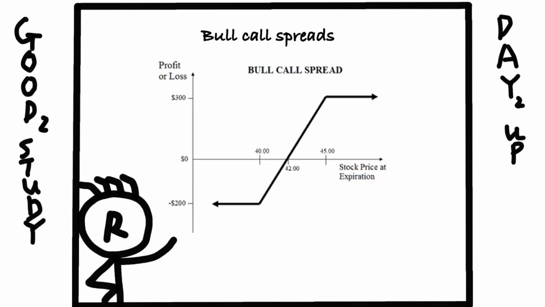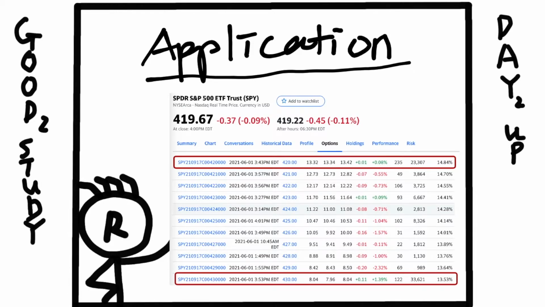Let's look at a real life example to help you better understand the bull call spread strategy. This is a screenshot that I took from Yahoo Finance. It shows the spot price for SPY, an S&P 500 index ETF, and its call option chain. For this example, let's say that I think SPY will reach $430 per share around mid-September 2021. Now, how do I trade based on my expectation? I could buy a call option or use the bull call spread strategy.